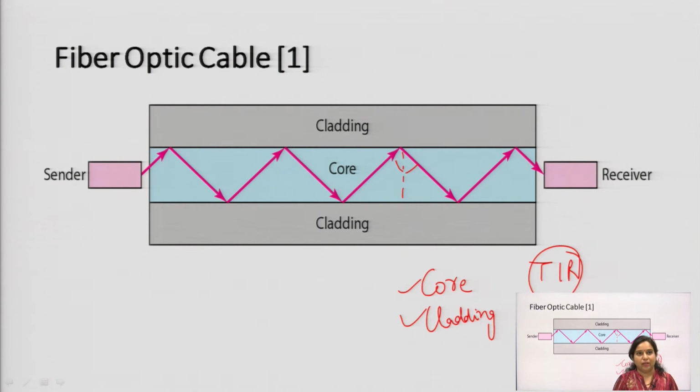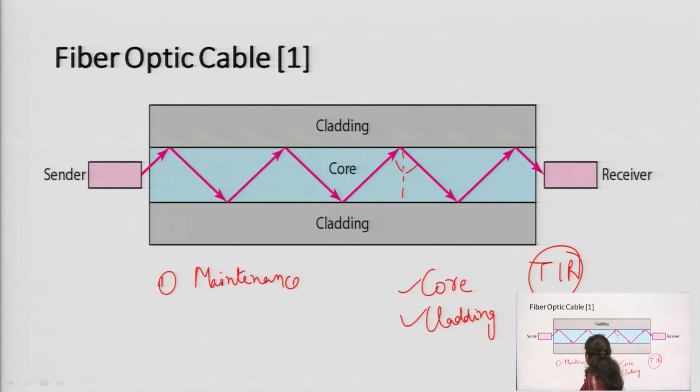There are some disadvantages related to this fiber optic cable. First disadvantage, its maintenance cost is quite high. You require specialized engineers. If any fiber optic cable breaks within 10 kilometers of distance or so, then you have to identify what the problem is. Engineers are required. So, the maintenance cost is quite high.